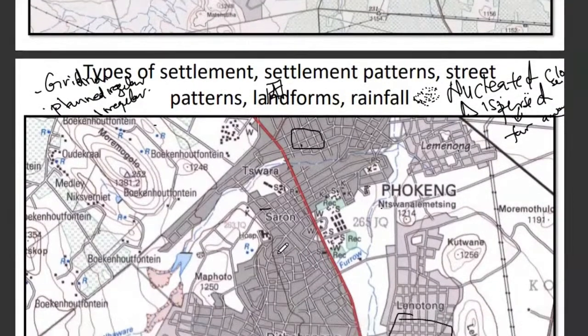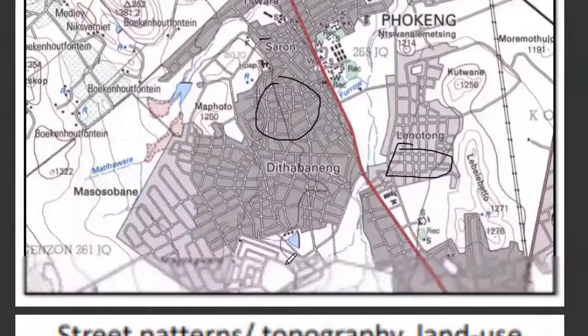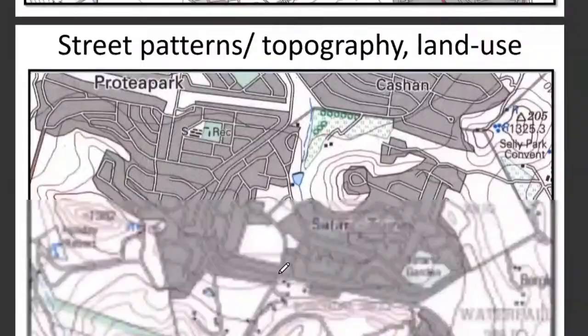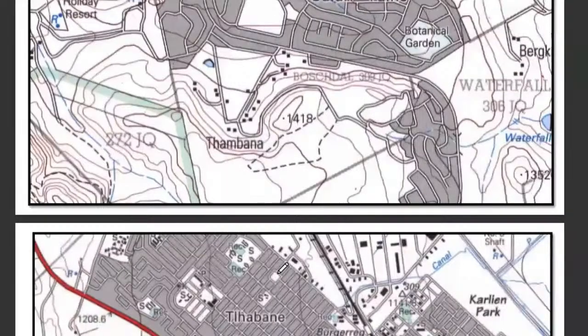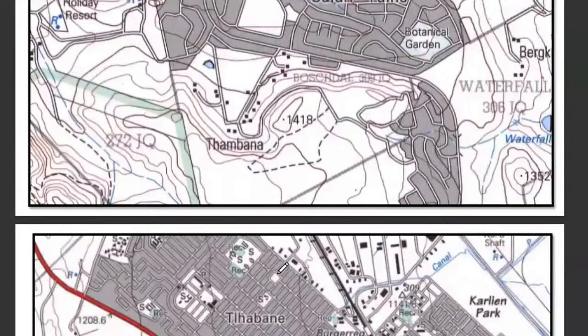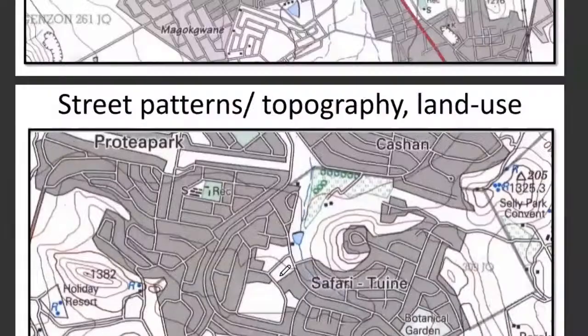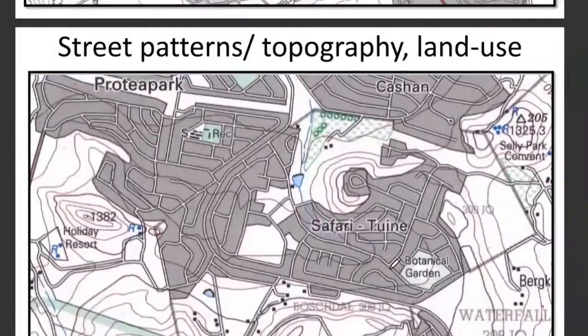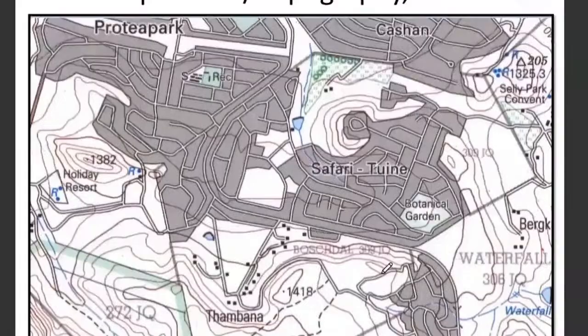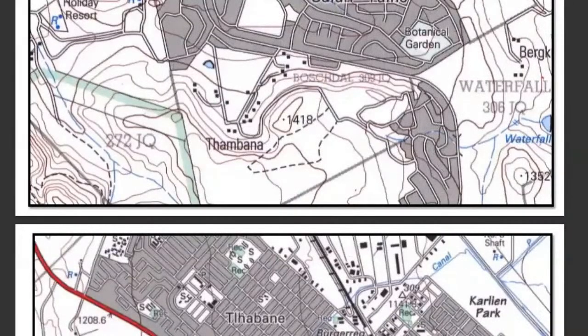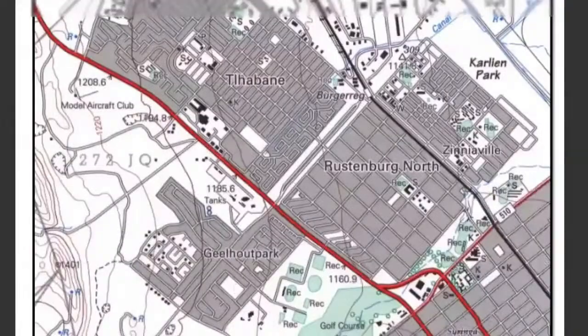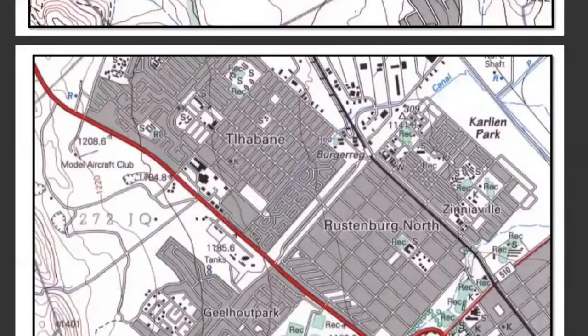Then these other ones, like this one, is planned irregular. You have that one that does not have a proper shape, where the settlements are just spread out. The roads are just put anyhow. So that one is irregular. But when you check there, you'll see that there is one which is planned, there is one which is grid, and the one which is irregular, or planned irregular.